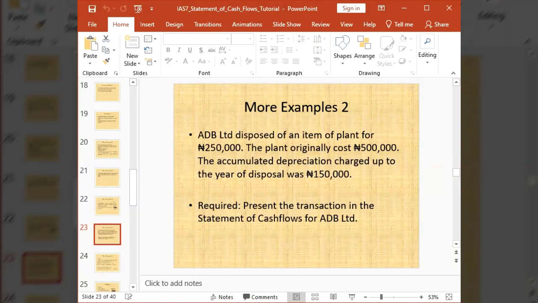So in example 2, we are looking at the example on ADB Limited. Here we are told that ADB disposed of an item of plant for 250,000 naira. The plant originally cost 500,000 and accumulated depreciation charged up to the year of disposal was 150,000 naira. You are required to present the transaction in the statement of cash flows for ADB Limited.